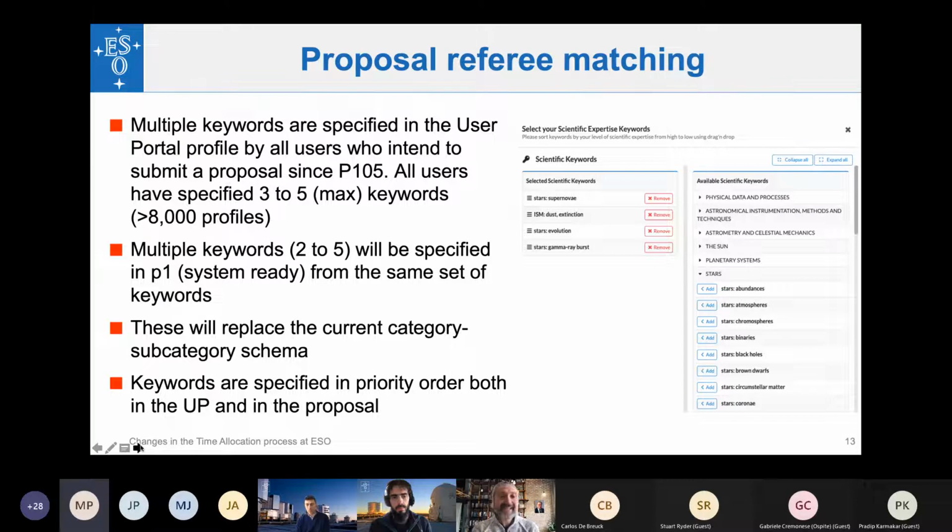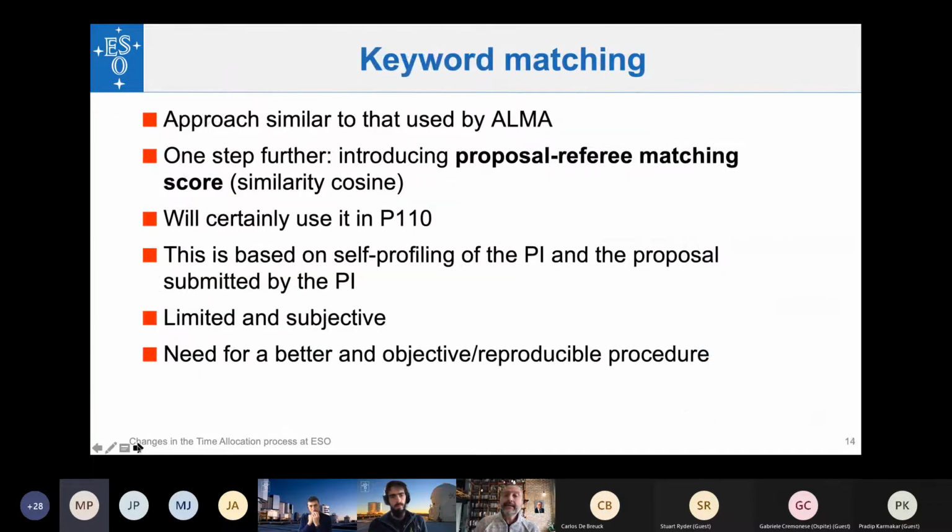So exactly in the same way, you will specify the keywords in your proposal. If you submit more proposals, these sets of keywords may be different, of course, because they should capture the content of the proposal, and they will fully replace the old system of category and subcategory. They are specified in priority order, so that the matching algorithm will look into these priorities and try to do a best and fair distribution, so that we make sure that all proposals get more or less the same kind of expertise matching.